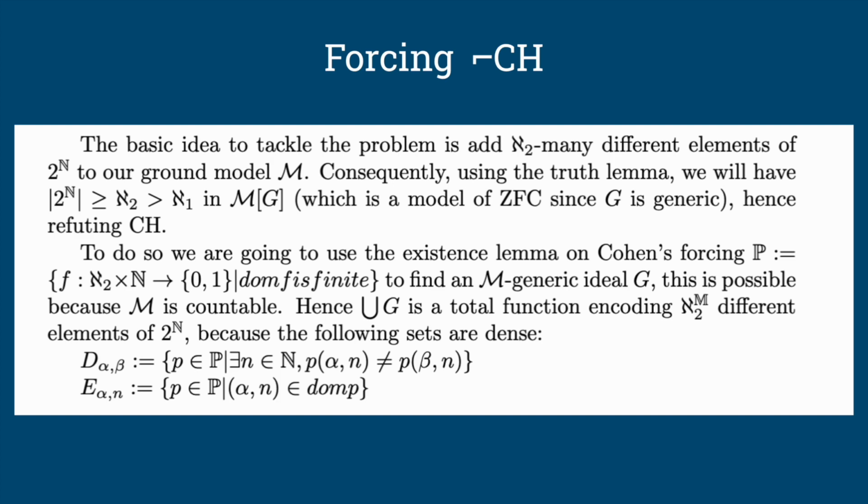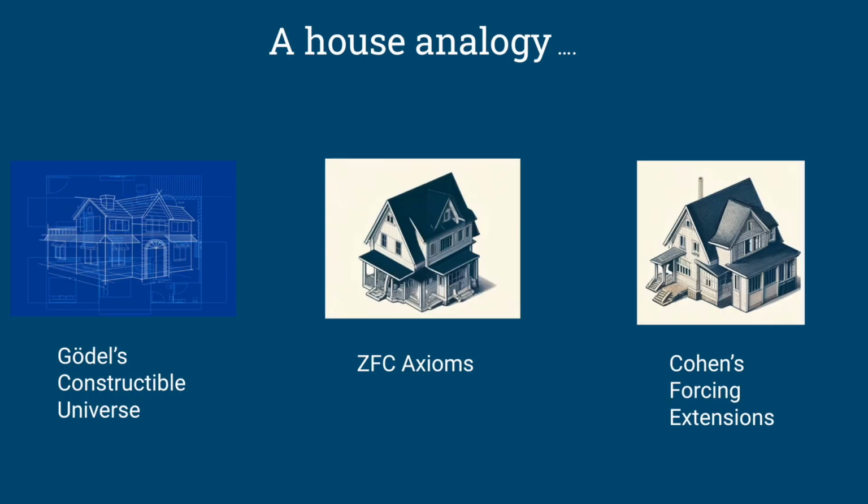So yeah, we were able to force not CH, and after all of this, I think for this complex topic some analogies are sometimes useful to grasp the main concepts. I found this somewhere and I took it and expanded it a bit: a house analogy of what was going on. It's not exact, but it helps to grasp intuitively what's going on here.